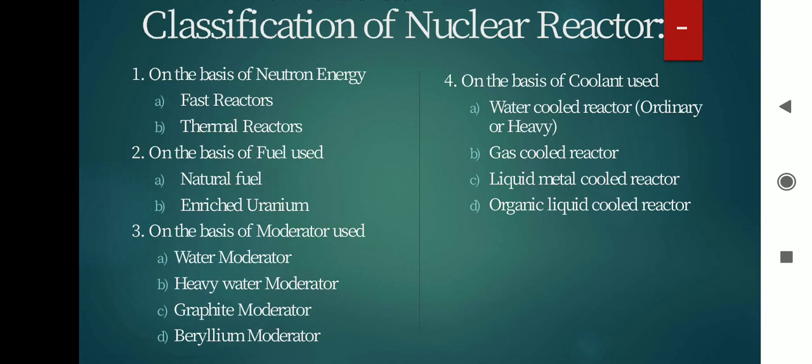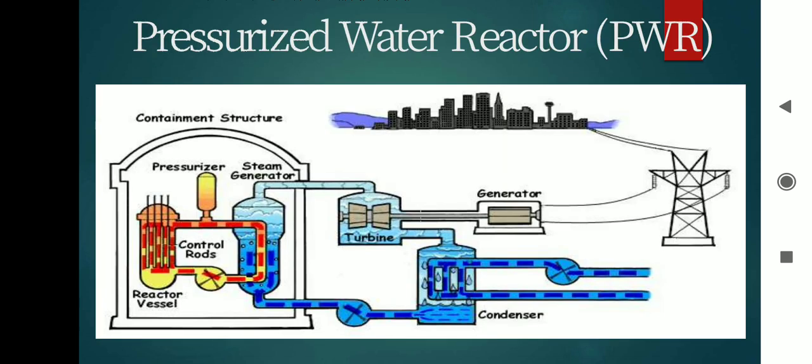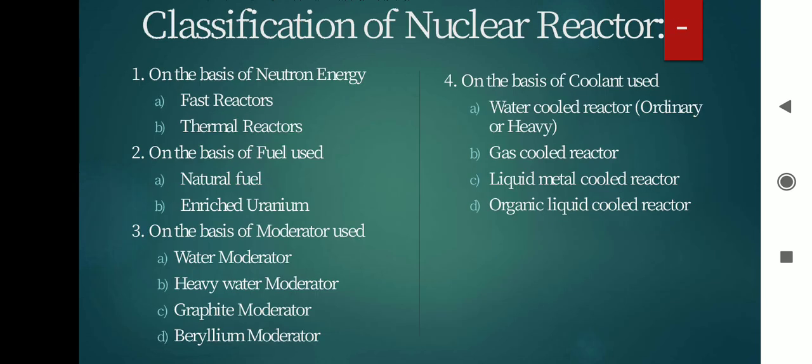Reactors are classified on the basis of different categories: on the basis of neutron energy, on the basis of fuel rods, on the basis of moderator used, and on the basis of coolant used. Among all these, we are mostly concentrating on the basis of coolant used. In your syllabus, classification on the basis of coolant used is an important topic from the examination point of view.